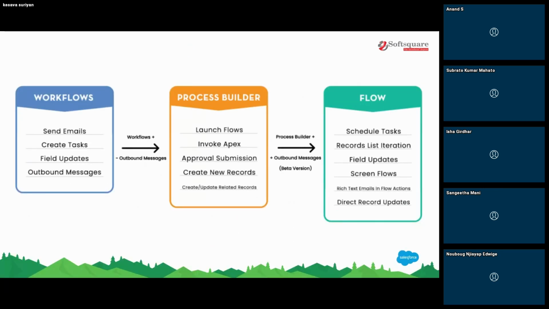Now, the path of how flow came to Salesforce. First Salesforce brought workflows and process builder, and after that they brought flows. In workflows, we can send emails, create a task, do field updates, and send outbound messages, simple things like that. In process builder, you can launch a flow, invoke custom code, which means an Apex class, do approval submissions, and create a new record. These are a few of the things available in process builder.